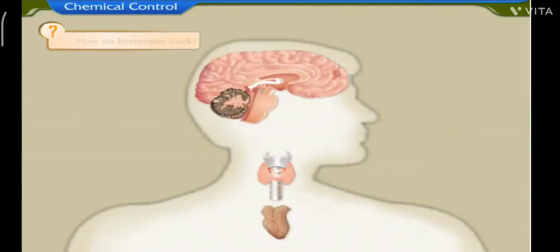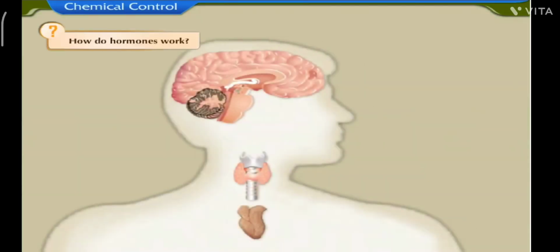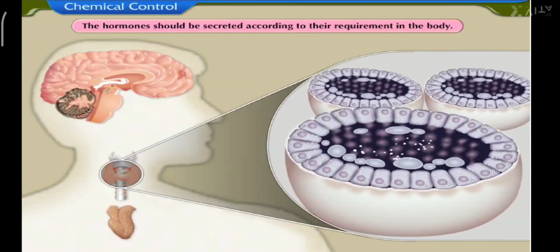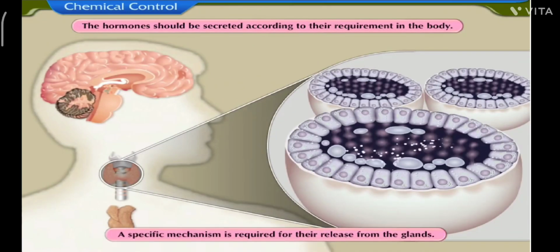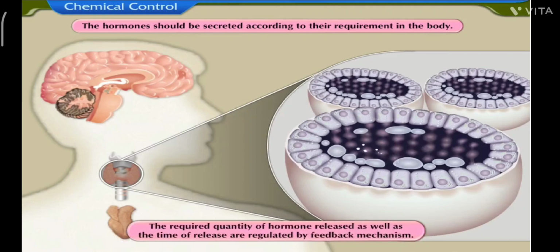Let us understand how these hormones actually work. The hormones should be secreted according to their requirement in the body. A specific mechanism is required for their release from the glands. The required quantity of hormone released as well as the time of release are regulated by a feedback mechanism.